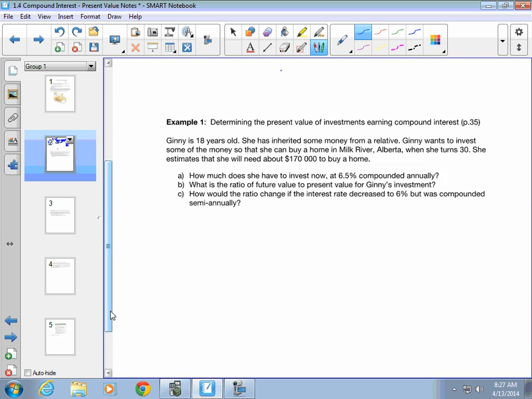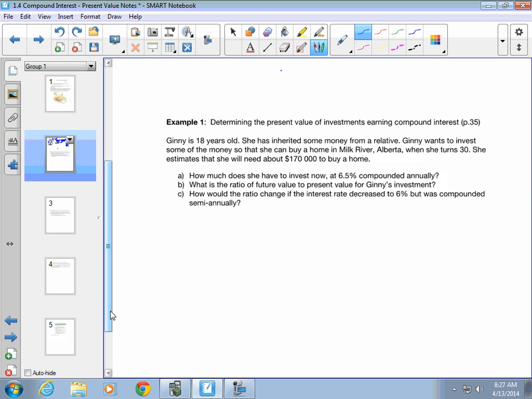Determine the present value of investments earning compound interest. The previous one was an easy one because we didn't have to do any compounding of interest.